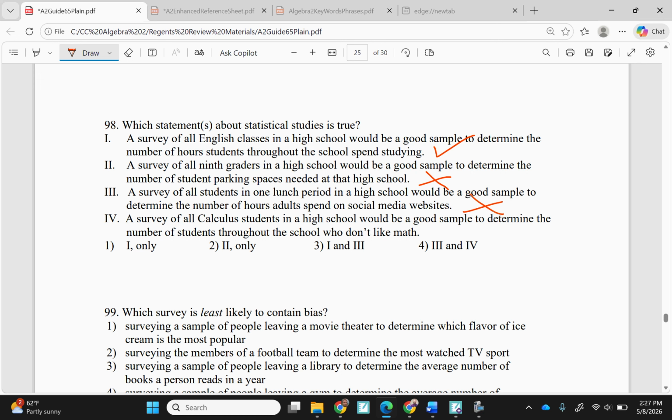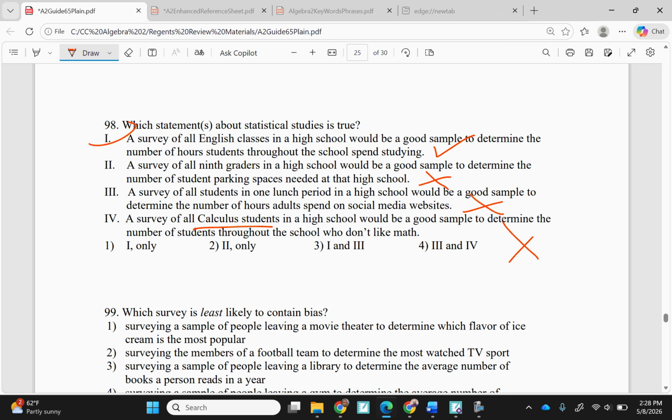4, a survey of all calculus students in a high school would be a good sample to determine the number of students throughout the school who don't like math. Are all students in calculus? No, if you're in calculus, you're really good at math, you probably like math. So asking calculus students if they like math is biased because they're more likely to like math than other students. That's bad. Choice 1 is good.